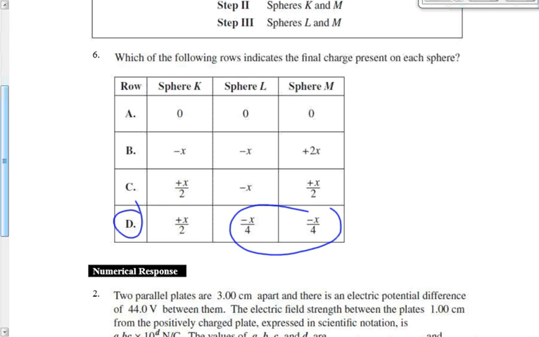Now, if C also had L and M the same charge, let's say -X and -X, well, that doesn't make C correct just because they're the same charge. If it's the only one where they have the same charge, it's got to be correct. But know how to go through the process. If you spot a shortcut like that, it's okay to take it.